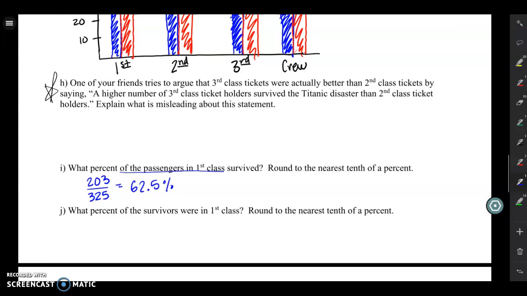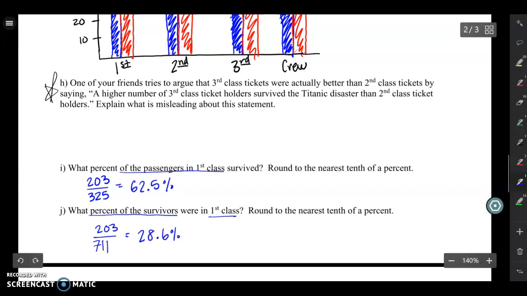Okay, so then let's talk about the next question. What percent of the survivors, so the total number that we're looking at is the total number of survivors, which is 711. How many of those 711 were in first class? And that is 203. And if I use my calculator to calculate that percent, I'm going to get 28.6%. Okay, so there's different questions. The second question is, of all the survivors, how many were in first class? The question we asked previously was how many people in first class survived? Okay, so you've got to be really careful with what kind of question they're asking so you know what totals to use.